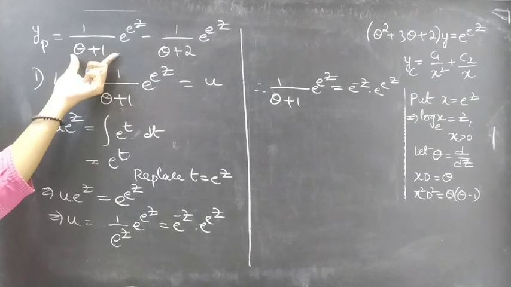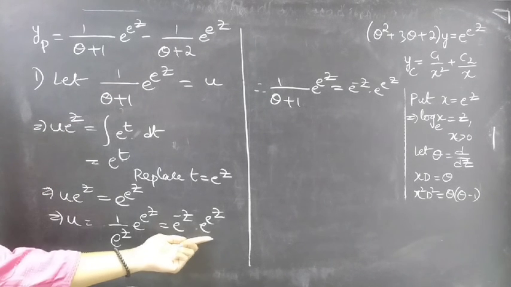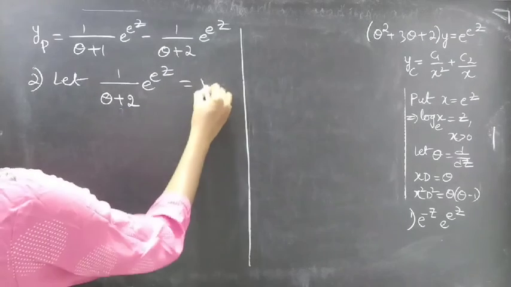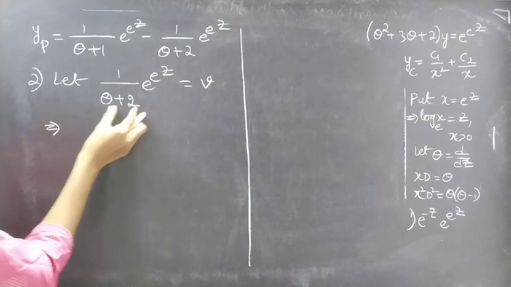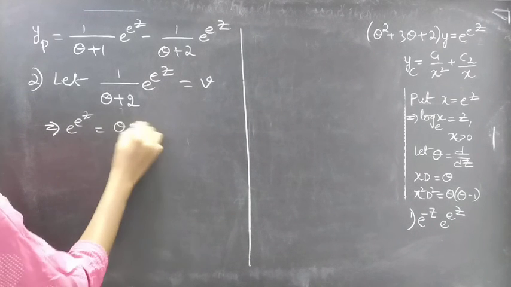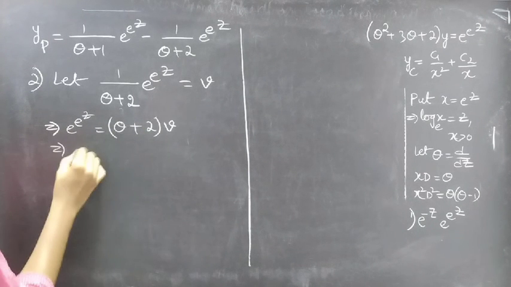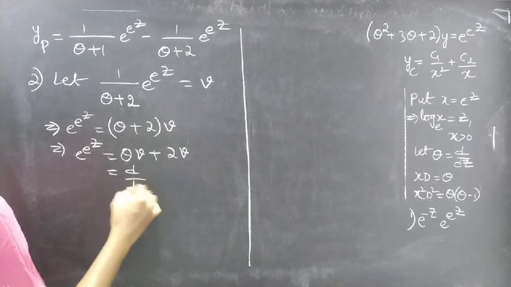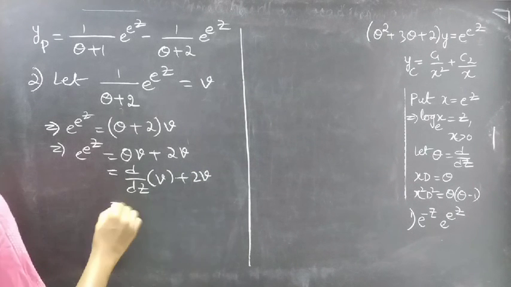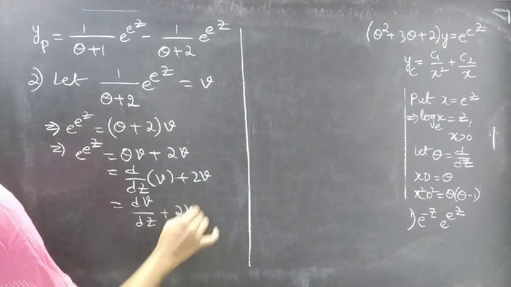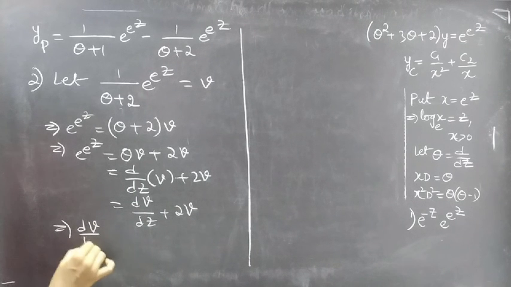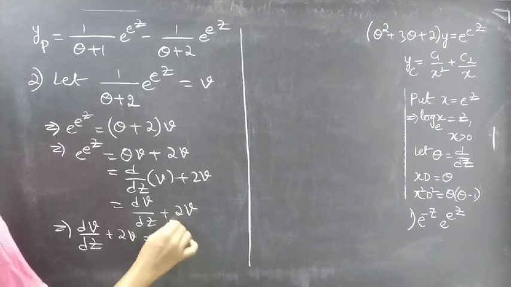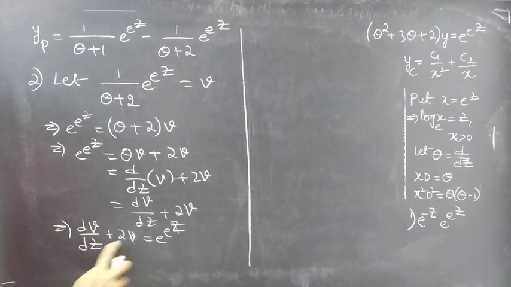So the result obtained from the first term is e power minus z into e power z. Let 1 by theta plus 2 into e power z be v. Okay. Now take theta plus 2 to the RHS. We'll get e power z equals theta plus 2 into v. Then e power z equals theta v plus 2v. Again replace theta by d by dz, plus 2v, which is dv by dz plus 2v. Right? Then we can write the above as dv by dz plus 2v equals e power z, which is a linear equation in v and z.